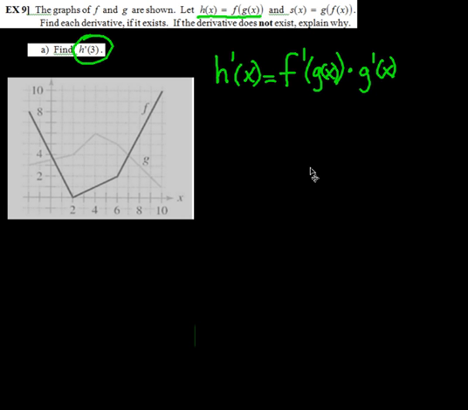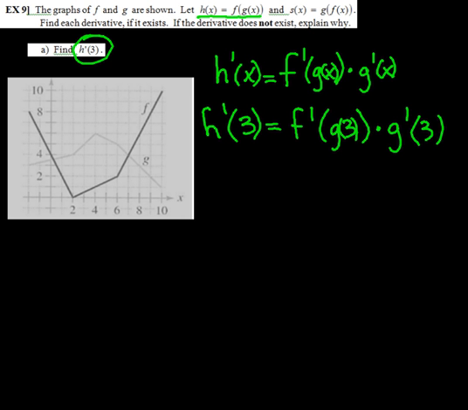Now, since I'm very interested in the value of the derivative at 3, anywhere there's an x in my derivative, I'm going to go ahead and simply put in a 3. So when I do that, I'll have h prime of 3 equals f prime of g of 3 times g prime of 3. Now, the piece that I want to take a look at first is going to be g of 3. So I want to go onto my g curve and find the y value, my output value, when my x value is 3. That value is going to be 5.